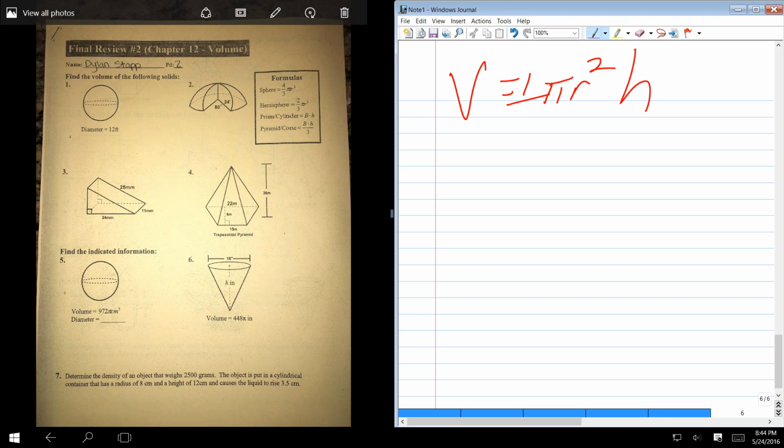And I prefer to put it in front at the get-go. To me, it's not pi r squared h divided by 3. To me, it's 1/3 pi r squared h. Right. Okay? Now fill in everything we know and everything we don't know. Okay. So it would be 448 pi is equal to 1/3 pi times h squared times height divided by 3.